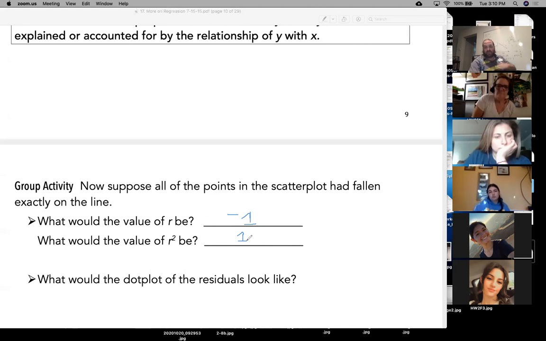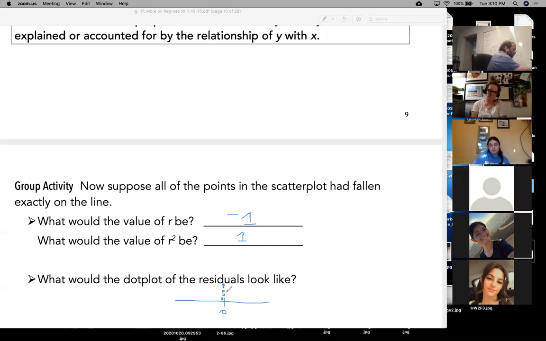That means all the values are perfectly on the line, and my dot plot of the residuals would look like this. They'd all be 0. I would have no residuals because every point is exactly what's predicted by the line. Nothing was off the line at all. So every single residual is 0, and it's all centered on 0.